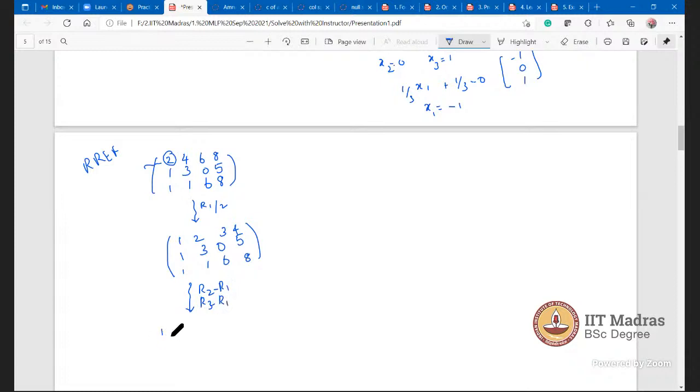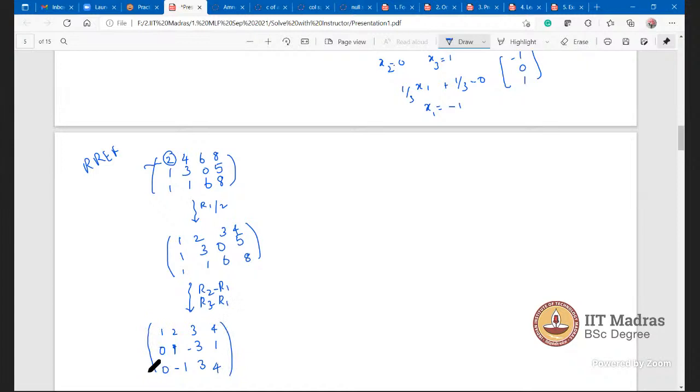So now you will get 1, 2, 3, 4. Then 1 minus 1 is 0. 3 minus 2 is 1. 0 minus 3 is minus 3. 5 minus 4 is 1. And here 1 minus 1 is 0, 1 minus 2 is minus 1, 6 minus 3 is 3, 8 minus 4 is 4. Like this, you have to reduce.